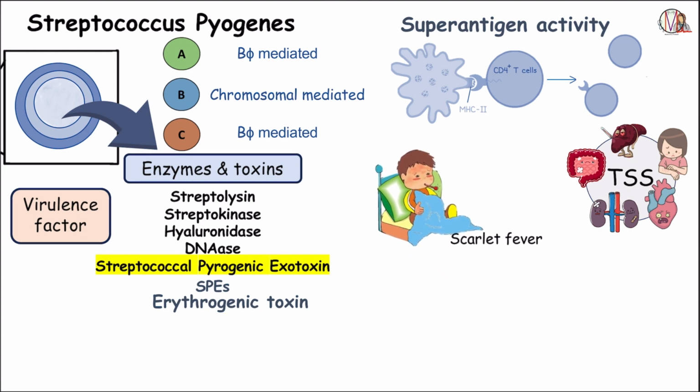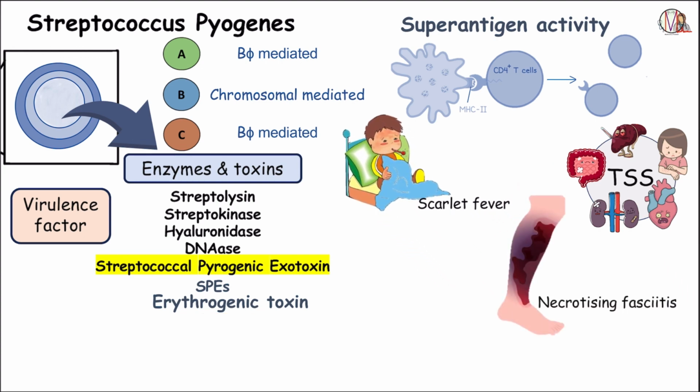Another effect is tissue destruction. SPEs can also contribute to tissue damage and necrosis at the site of infection. They can disrupt cell membranes, leading to cell death and tissue destruction, which can exacerbate the severity of infections caused by Streptococcus pyogenes. Overall, streptococcal pyrogenic exotoxins are important virulence factors that contribute to the pathogenesis of Streptococcus pyogenes infections by modulating the host immune response and causing tissue damage.